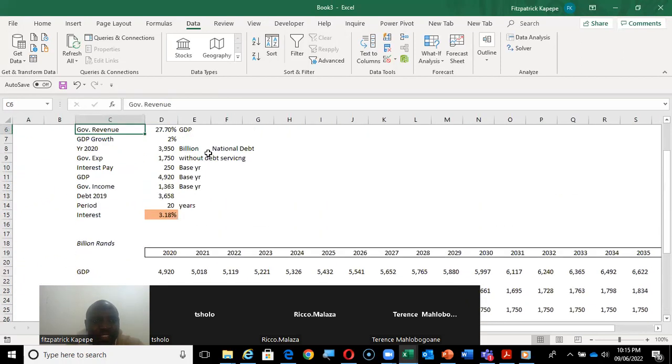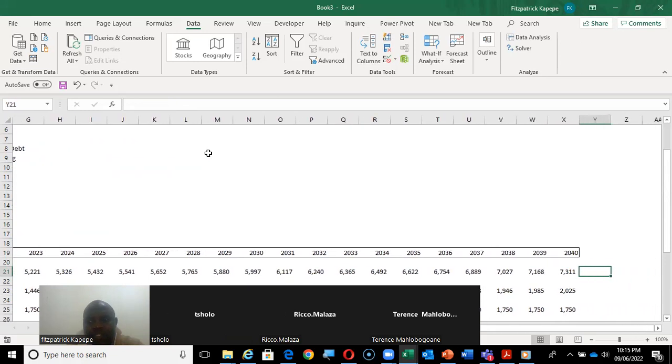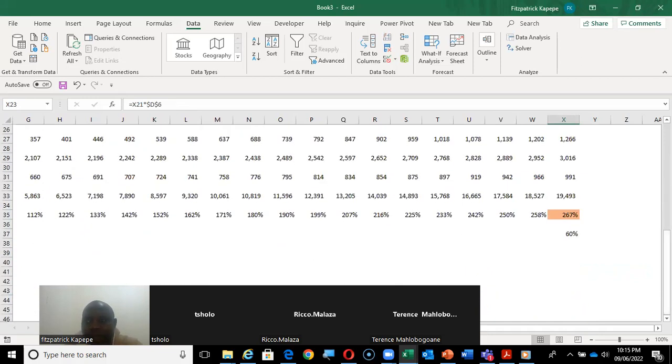Just get your growth rate. Put your growth rate at 2% first. We start from there. See, yeah, it's at 2%. So if it's at 2%, what is the GDP in 2040? Is it 7311? Yes, 7311. Then which is the next one that we have done there?